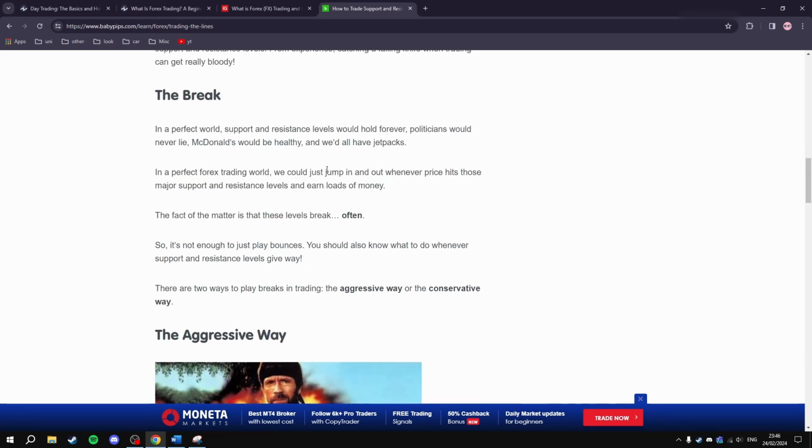The break. In the perfect world, support resistance levels would hold forever. Politicians would never lie, McDonald's would be healthy, and we'd all have jetpacks. In a perfect forex trading world, we could just jump in and out whenever price hits those major support resistance levels and earn loads of money. The fact of the matter is that these levels break often, so it's not enough to just play bounces. You should also know what to do whenever support resistance levels give way.